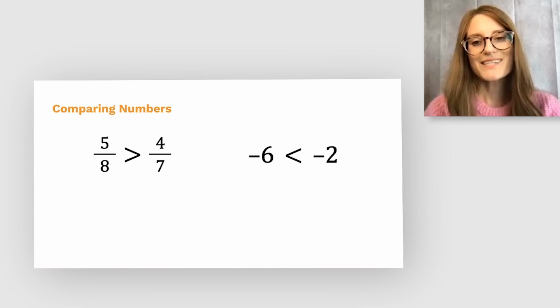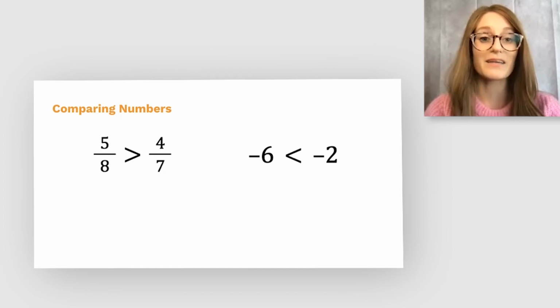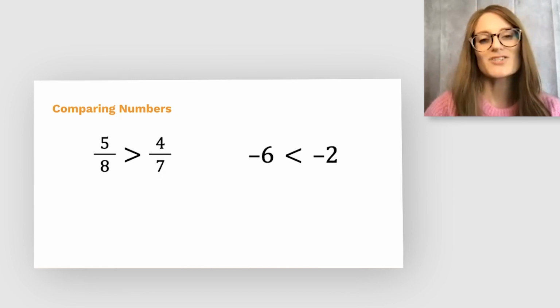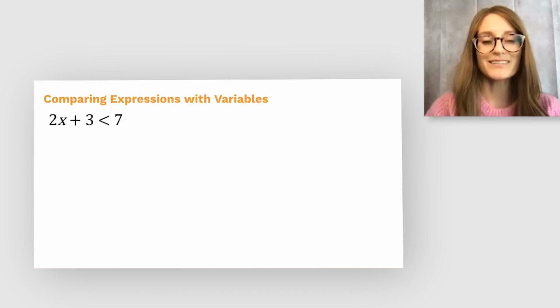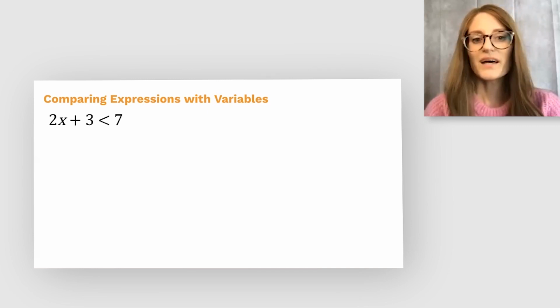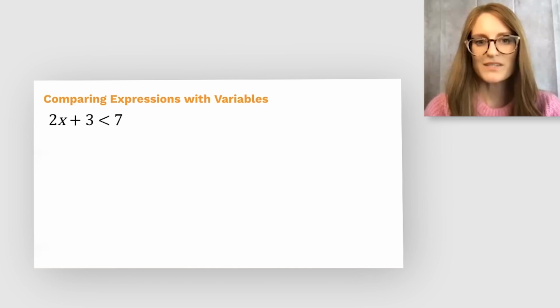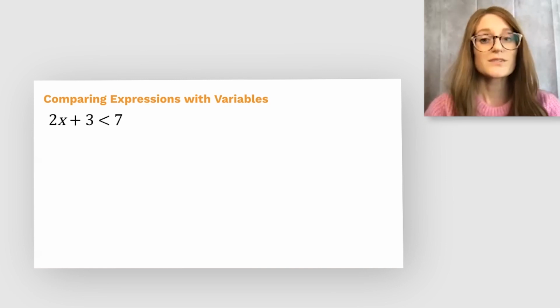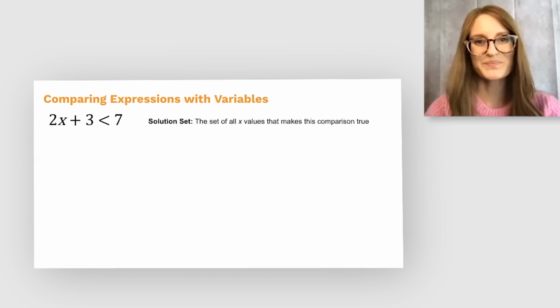But let's take a look at what happens when the quantities that we are comparing involve values that can vary, or variables. For example, the inequality 2x plus 3 is less than 7 tells us that 3 more than double some values gives me an amount less than 7. Because x can vary, 2x plus 3 will not always be less than 7, but there is some set of x values that does make this comparison true. Solving an inequality means finding that set of values, called the solution set.